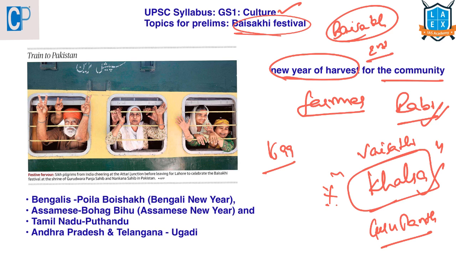So this Baisakhi also marks the birth of Khalsa. As we said, it is a new year of Punjab. It is a year of harvest. Like in Punjab, there are other states which also have New Year festivals. Bengalis celebrate Poila Baisakhi, Assamese celebrate Bohag Bihu, Tamil Nadu celebrates Puthandu, and Andhra Pradesh, Telangana and Karnataka celebrate Ugadi.